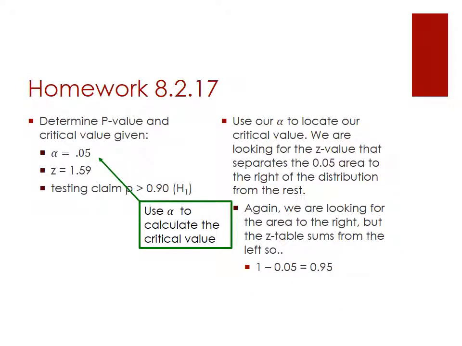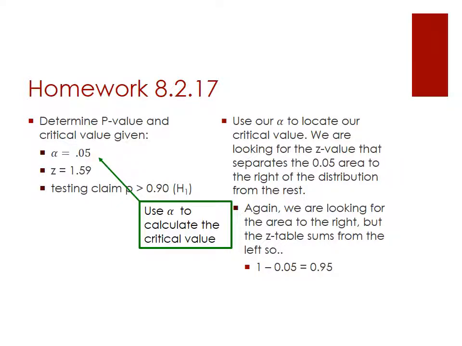So using the critical value, we're going to use our alpha to locate our critical value. We're looking for the z-value that separates the 0.05 area to the right of the distribution from all the rest of the distribution. So again, we're looking for the area to the right, but the z-table sums from the left. So we're going to take 1 minus 0.05, which gives us 0.95. Because if we have 0.05 to the right of our cutoff value, then everything to the left of it is going to be 0.95.